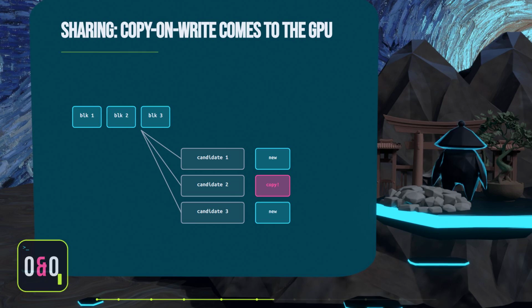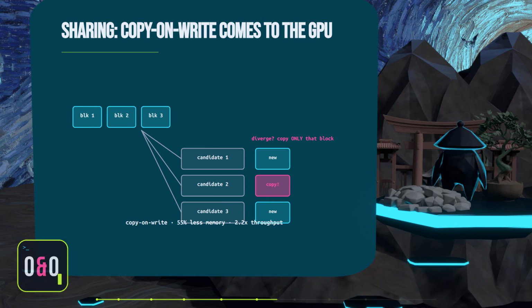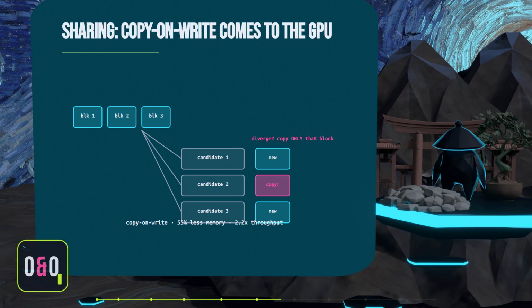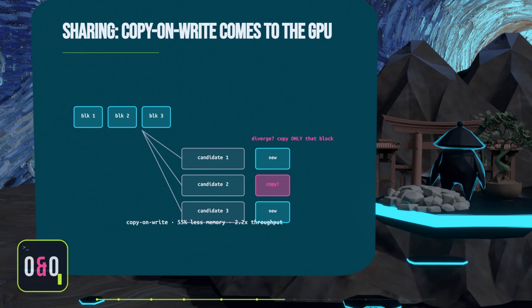The branches will eventually generate different tokens, and a shared block must not be scribbled on by one branch while others read it. vLLM borrows the operating system's answer again, copy on write. Shared blocks carry a reference count. When a branch wants to write into a block owned by more than one sequence, that single block is copied first and the branch writes to its private copy. Everything still shared stays shared.